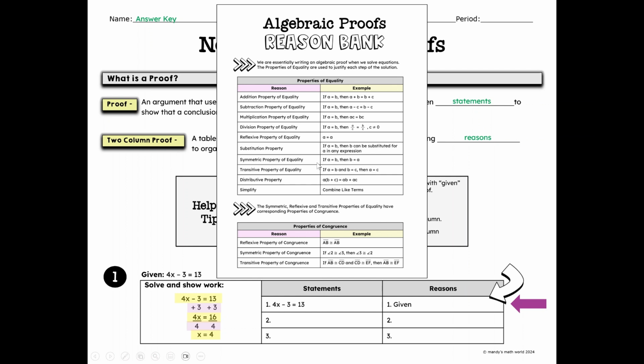The symmetric property, I can just switch the order. If A equals B, B equals A. Transitive property of equality: if A equals B and B equals C, so they equal the same thing, that means A equals C. Distributive property, you've seen this, right? I can distribute the A into each term inside the parentheses. And then simplify, that's just combining like terms.